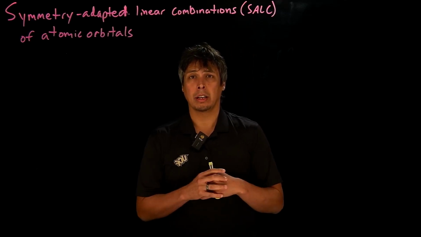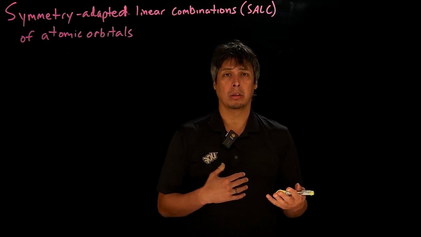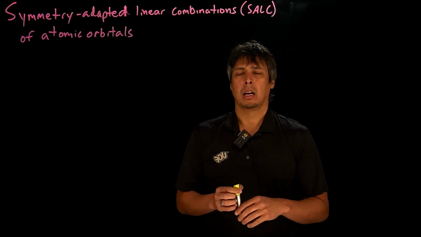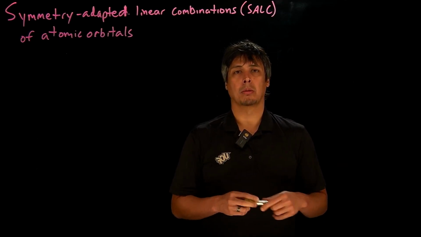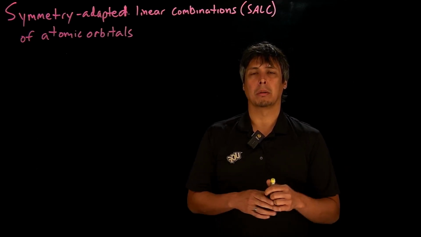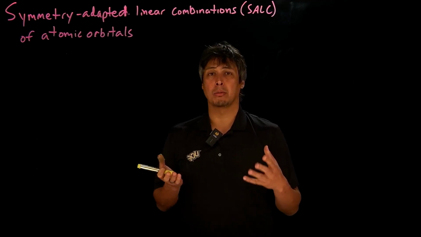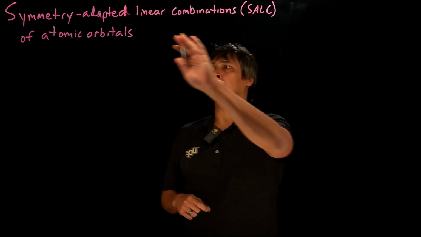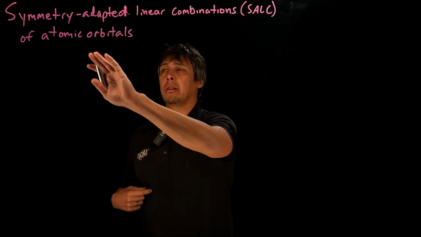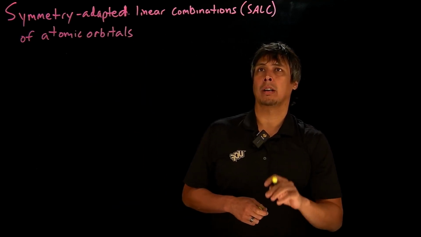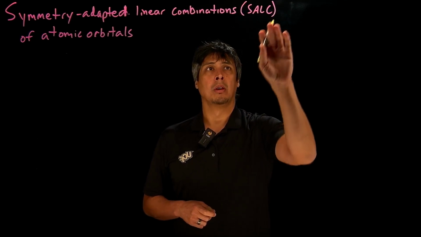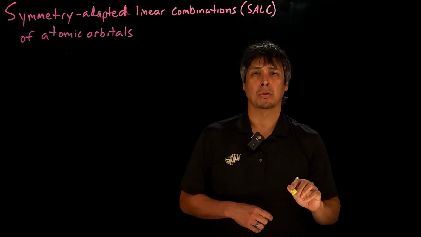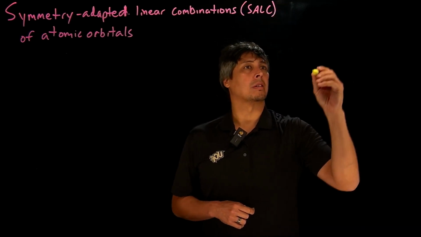So we've been looking at homonuclear and heteronuclear diatomics and looking at the molecular orbitals and how we would generate the molecular orbitals for those. But what happens when we have more than two atoms? Then we have to turn towards generating what are called symmetry adapted linear combinations of atomic orbitals, or what I'll use for short as SALC, or SALCs, okay?